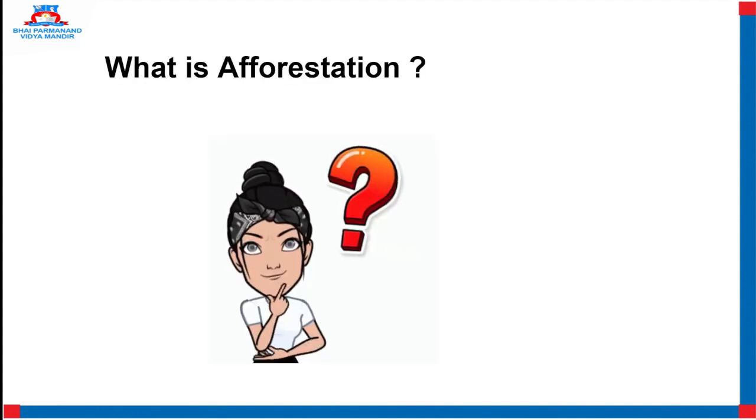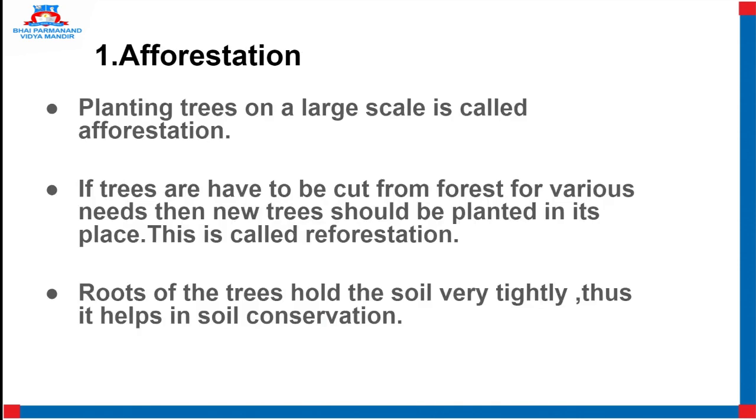What is afforestation? You are correct, children. Planting trees on a large scale is called afforestation. Children, you all know that the roots of the trees hold the soil very tightly and thus it helps in soil conservation. So we should plant more and more trees. And if the trees are cut for our needs, then we should plant another tree in its place. And this method is called reforestation. Okay, children. So I hope it is clear to you all.